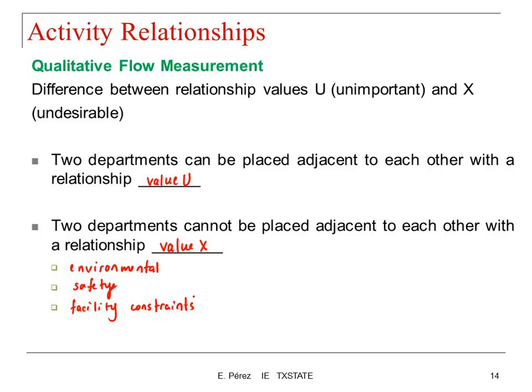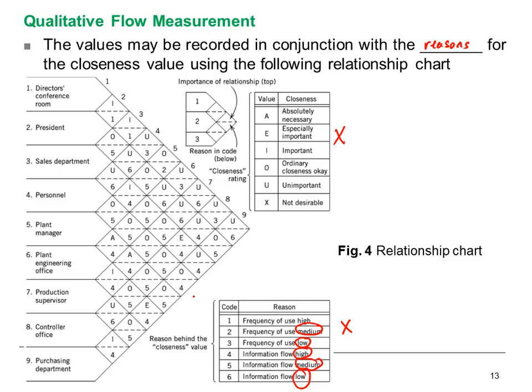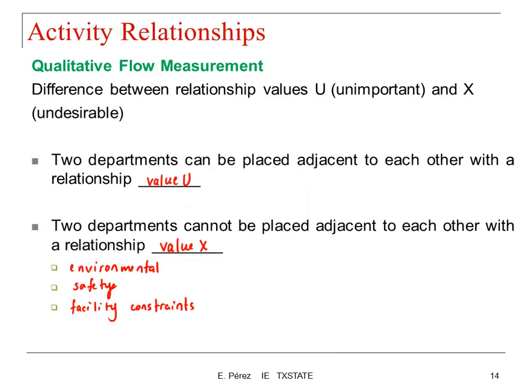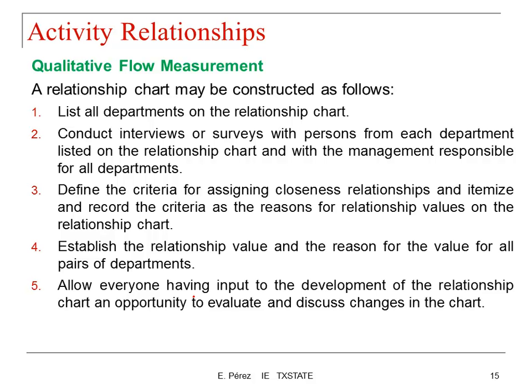And then we have some steps that will help you. I think it's pretty straightforward the way you will construct this, but on the next slide, I have the steps. So you're going to first list all the departments on the relationship chart. Then, in order to gather information of the relationships that are going to be happening within these departments, you need to conduct interviews or surveys with persons from each department listed on the relationship chart, and with the management responsible for all departments.